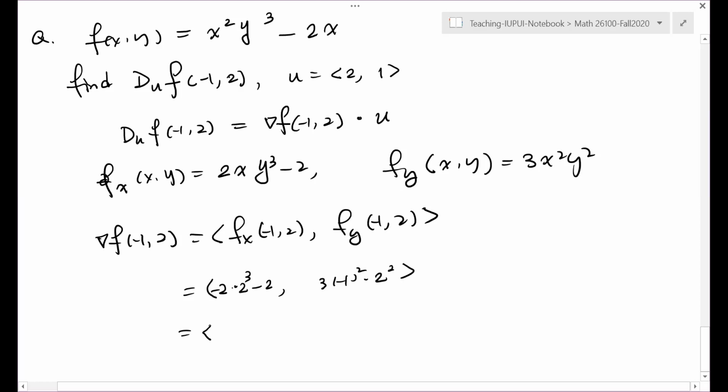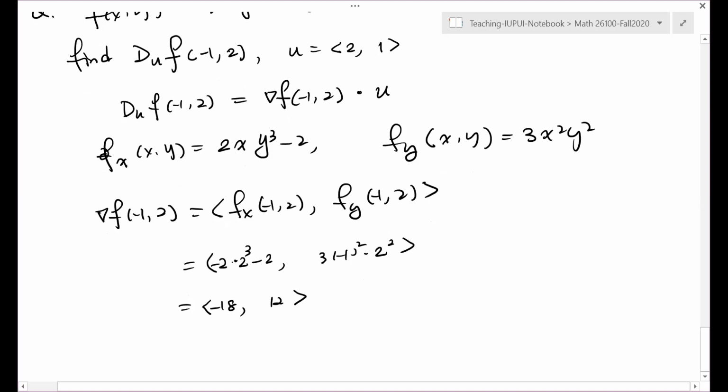16 minus 16 section is negative 18. Okay, this will be 12. So that is the gradient of the function. It's nothing to do with the direction. It's completely determined by the function.